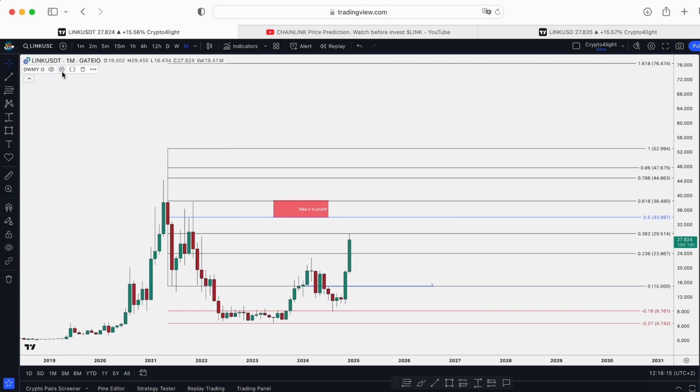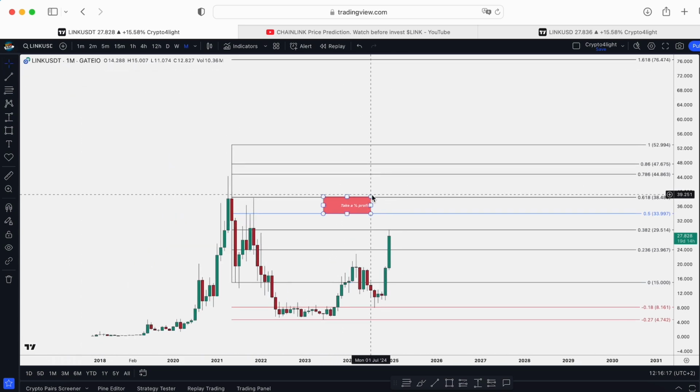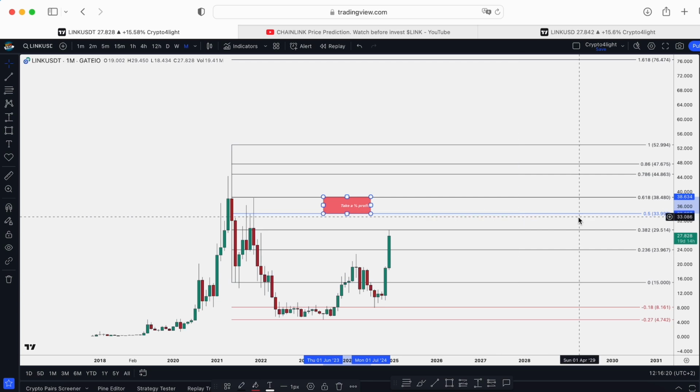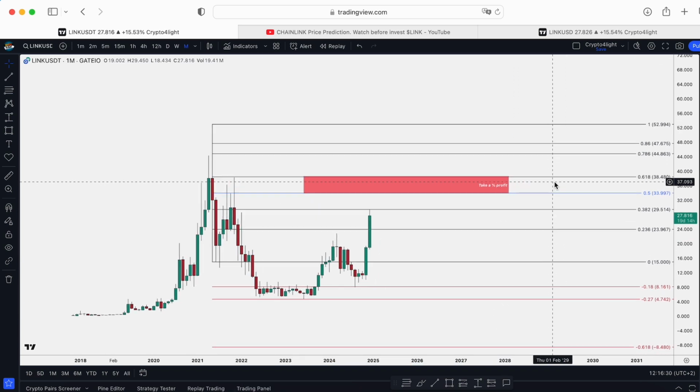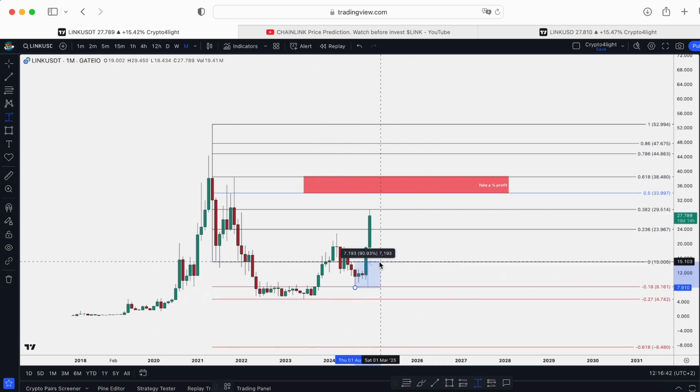All right, so we can close this one. I marked these levels, and basically the zone 33.99 to 38.48 is like a take profit zone. Of course it depends on your size, what you entered here. You could accumulate Link over more than 488 days. After 100%, even if you bought it here, you could easily withdraw your initial deposit and live with the free tokens to the new targets.